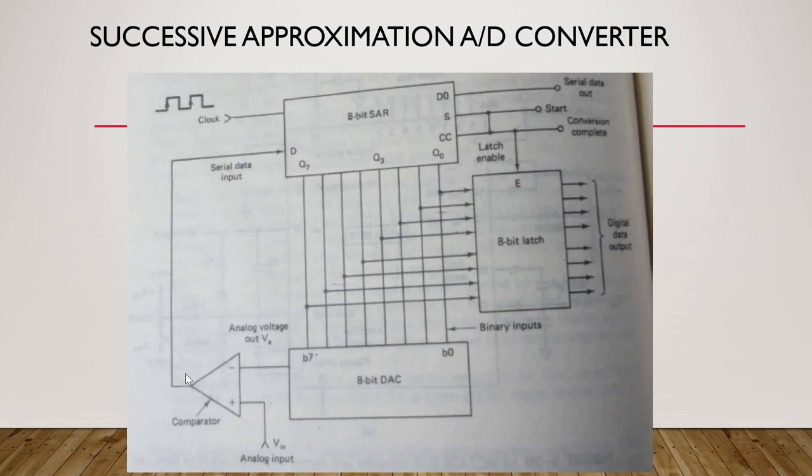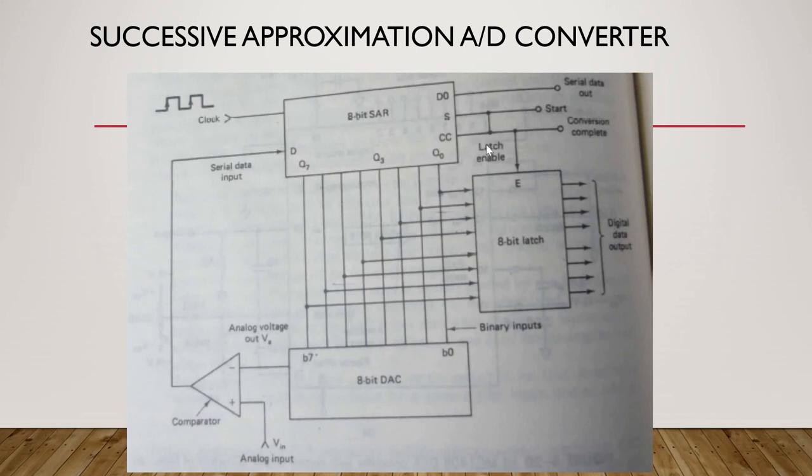If the comparator output is 0, then the bit will be cleared. If it is 1, the bit value will be retained as it is. That retained value is converted to analog and given as an input for the comparator. Again, the same process repeats until the least significant bit is reached, until Q0 is tried. The process is going to happen like this. So once Q0 is tried, what happens?